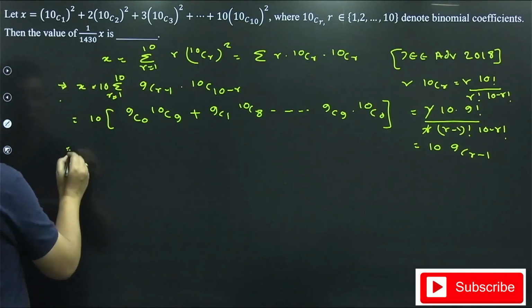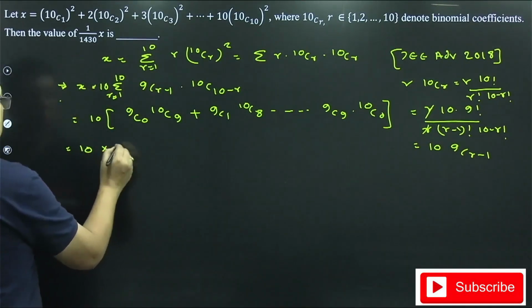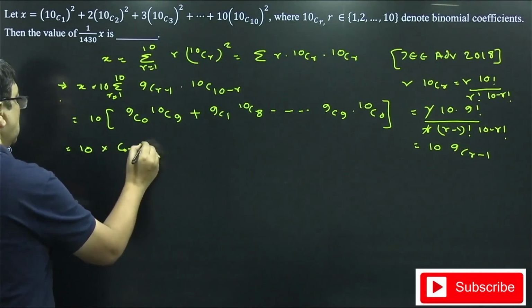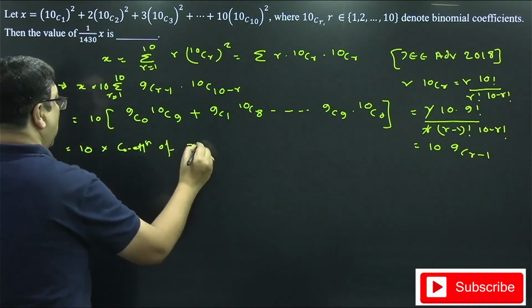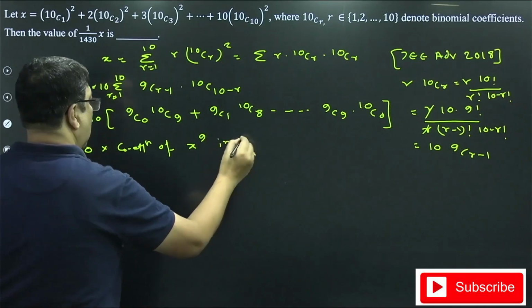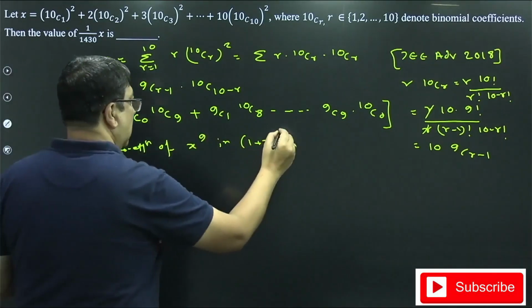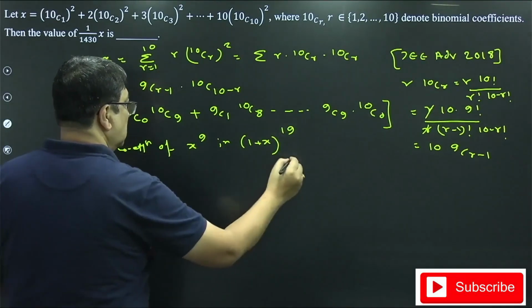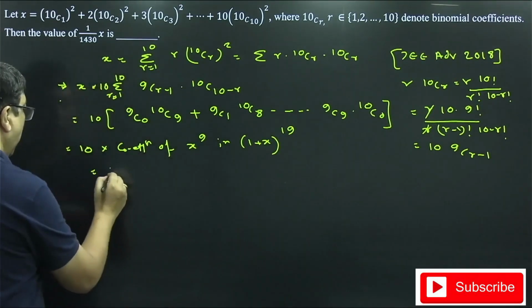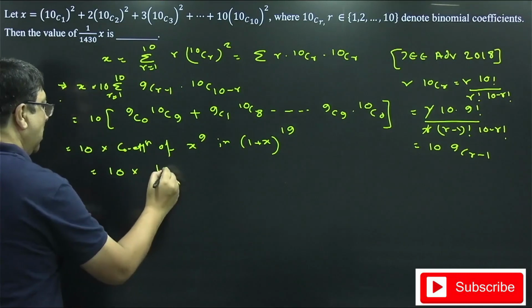So this is equal to 10 into the coefficient of x to the power 9 in (1 plus x) whole to the power 9 plus 10, 19. So this is coming 10 into 19C9.